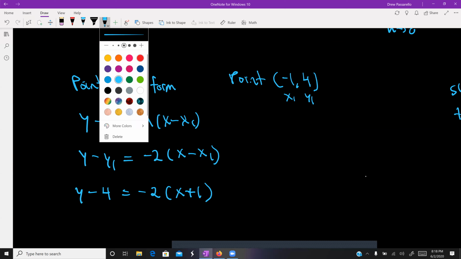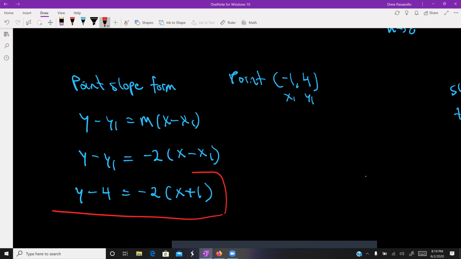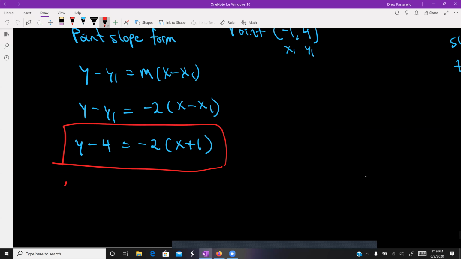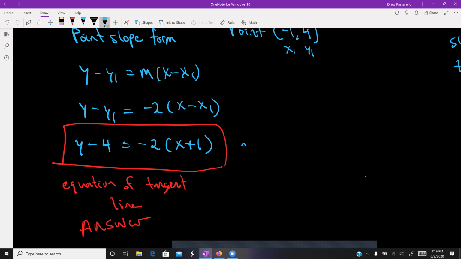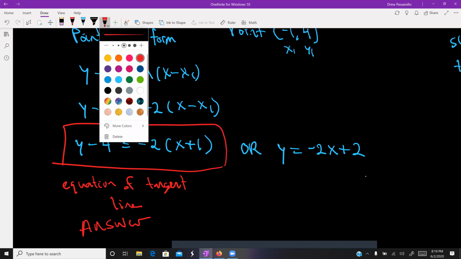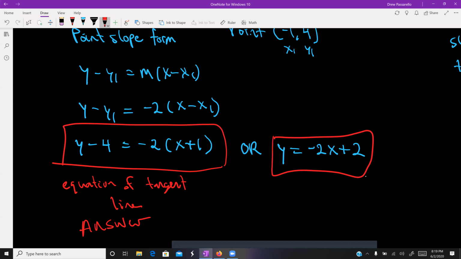That's the point slope form of it. That's what they want, the equation of the tangent line, so that's going to be the answer. If you did put it in slope-intercept form, it would be y equals -2x plus 2. So either one of these is acceptable. It's just that slope-intercept form is a little bit more steps.